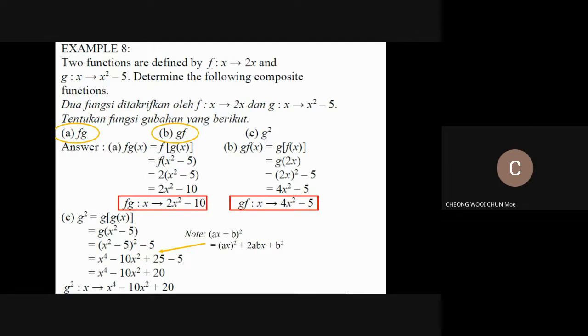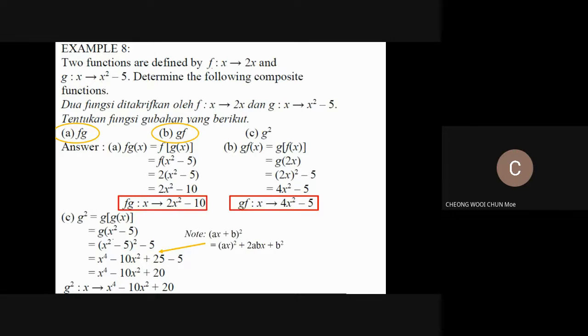Then the c, g squared is gg, double g: g(g(x)). g(x) is x squared minus 5, so (x squared minus 5) must replace the g inside the g. So (x squared minus 5) squared minus 5.